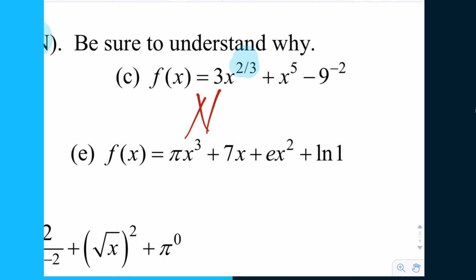Is 9 a variable, though? No, it's called 9. So 9 to the negative second, remember, is really 1 over 9 to the positive second, which is really what? 1/81. So that's a constant. It's okay. So you have to make sure you're looking for exponents on variables. All right, so that's a no.